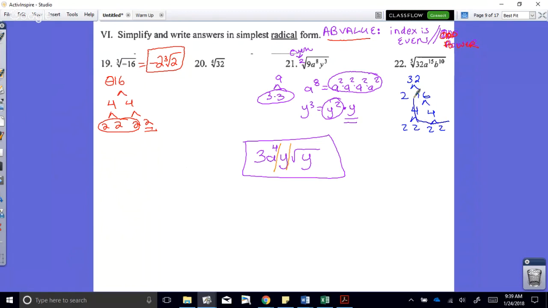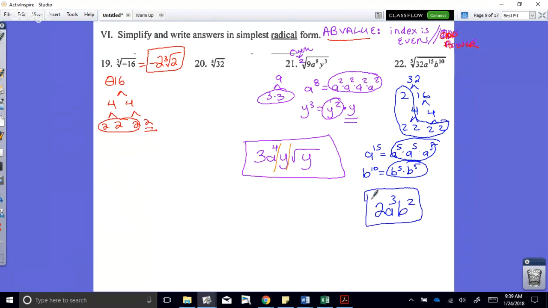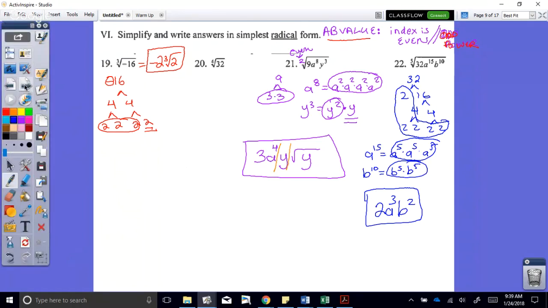And if you look around the outside, 2's, so we're going to bring out a 2. A to the 15 has 5, 15, so there are 3 groups of 5, so a to the third comes out. And b to the 10th has 5, 10, and so b to the 2nd comes out. Again, since it's odd, we don't have to worry about absolute values. We can just go ahead and move on to the next one.